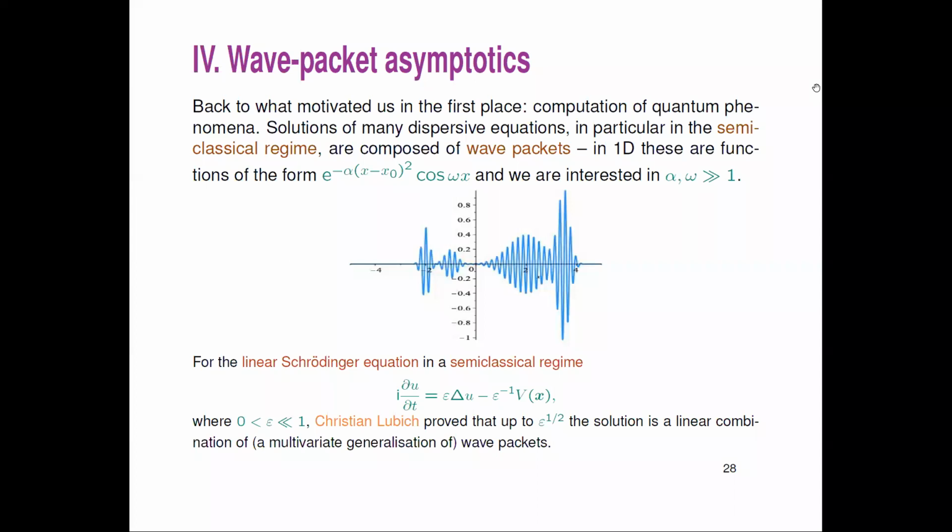Christian Lubich proved that up to square root of epsilon, the solution is a linear combination of, in one dimension, wave packets, in several dimensions, a multivariate generalization thereof. So how well are our functions approximating wave packets? Because if you want to use them, for example, in spectral methods for dispersive equations like linear Schrödinger, you want to be able to approximate wave packets well. And the point about wave packets is that this omega here is 1 over square root of epsilon, which is a large number. They oscillate rapidly. But oscillating rapidly is not a bad thing, as we'll see.